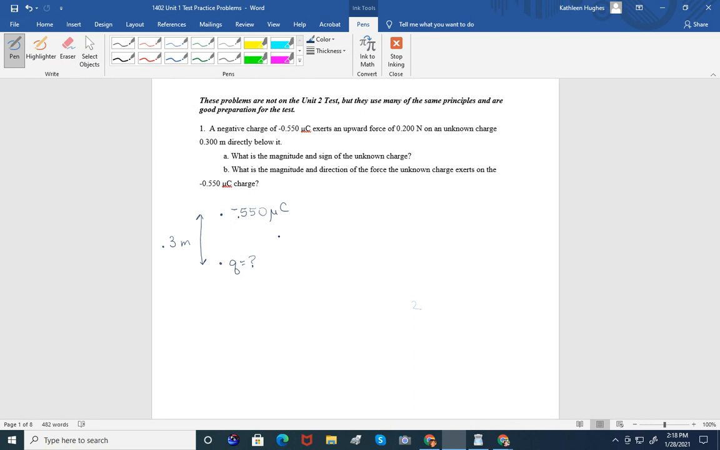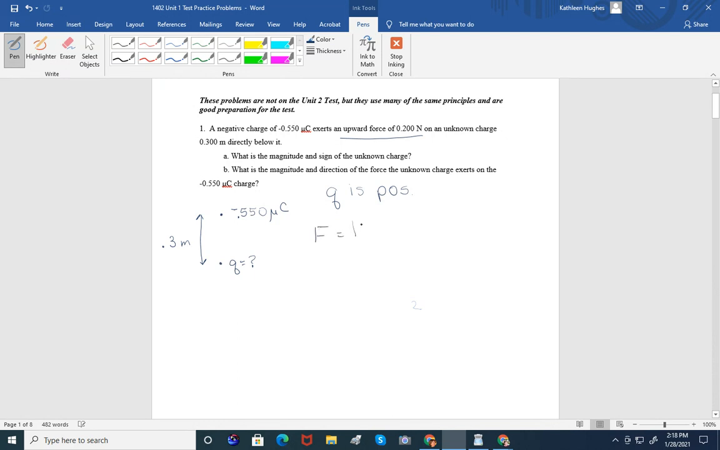Well, if the force is 0.200 newtons upward, then Q has to be positive because this is a negative charge, and a negative charge would repulse another negative charge, but it will pull upward on a positive charge. So the first thing we know is that Q is positive. To actually get the magnitude, we need to use Coulomb's law.